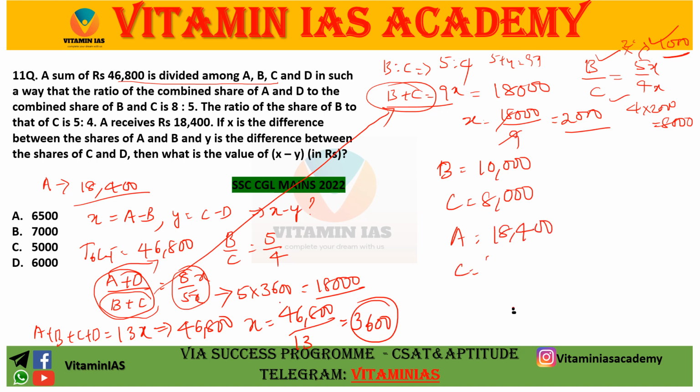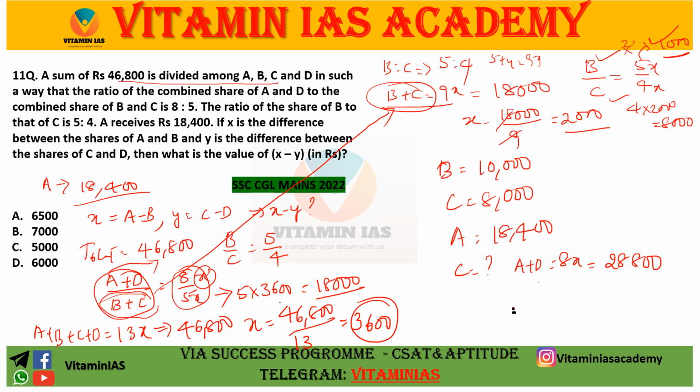So what is the value of D? We have to find it. Simply we can use this type of B plus C and B plus C, or else A plus D. So A plus D is how much? It is equal to 8x, and 8x is how much here? 8 into 3,600, which means 28,800. So A plus D is equal to 28,800.